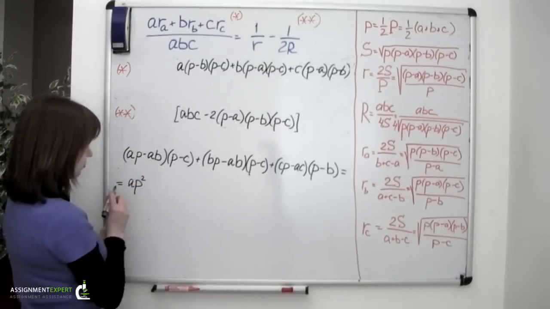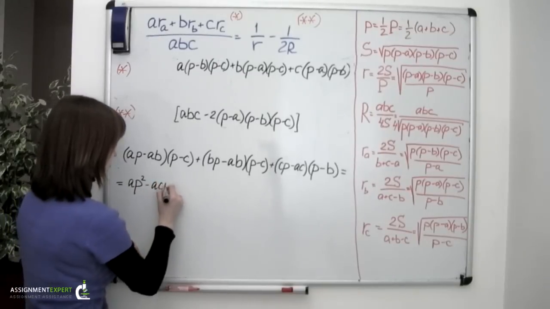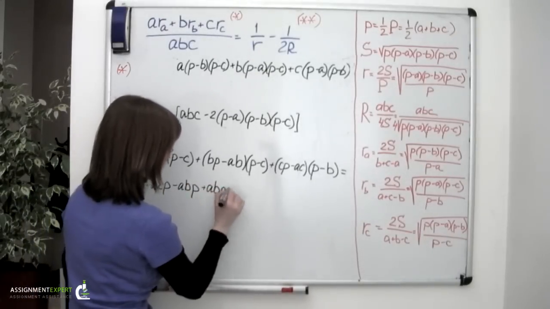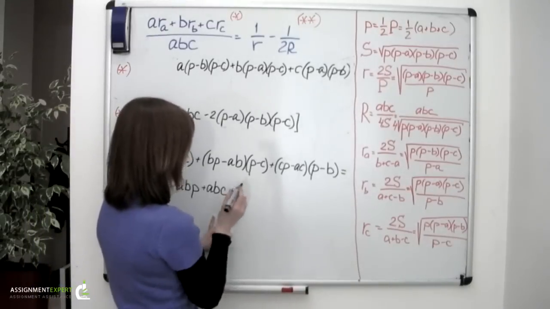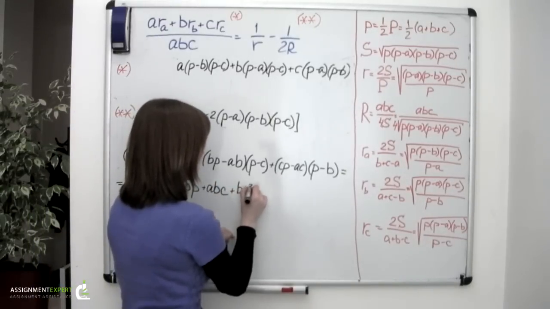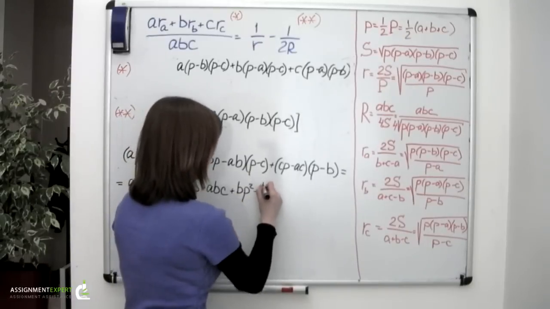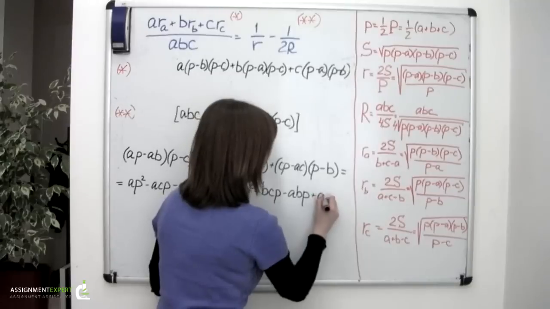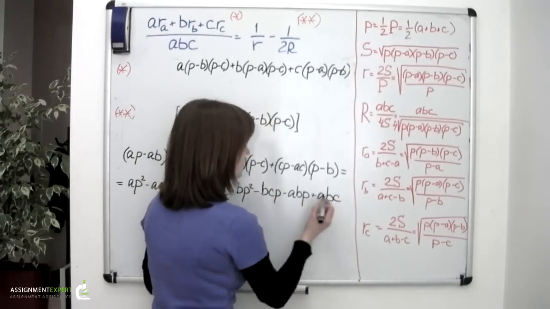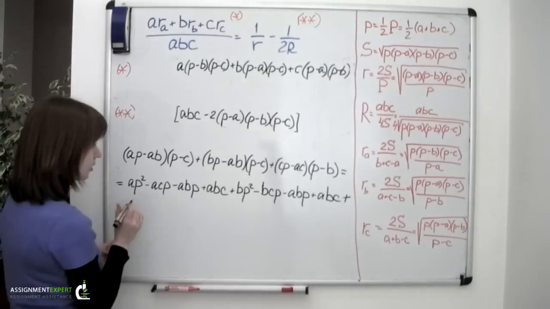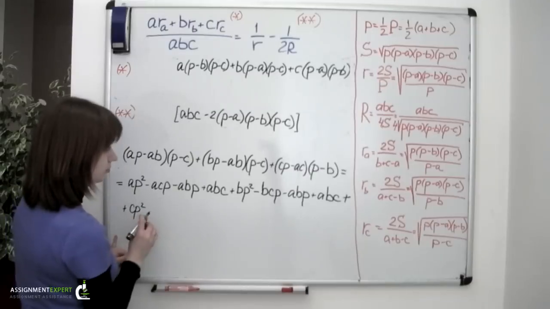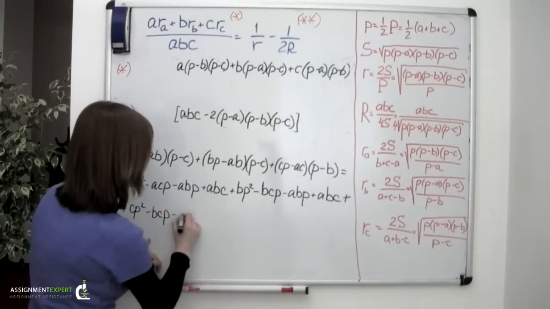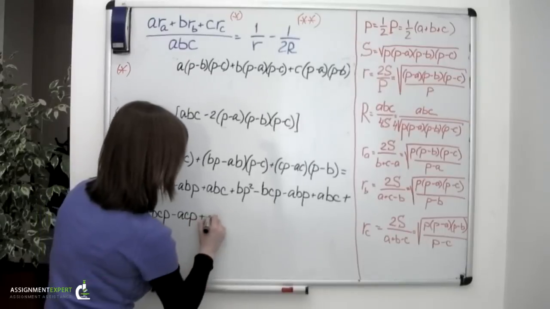A times P squared minus ACP minus ABP plus ABC, then we have plus B times P squared minus BCP minus ABP plus ABC, and finally the last one, plus CP squared minus BCP minus ACP plus ABC.